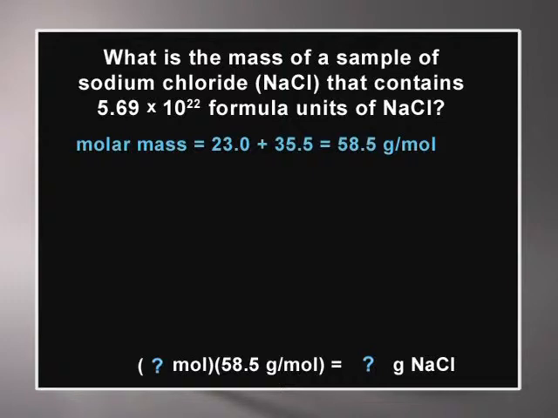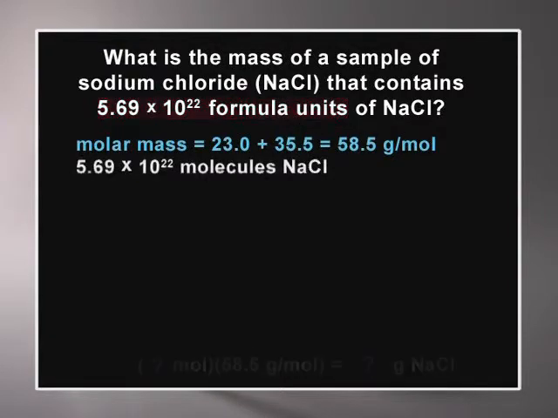But they didn't give me the number of moles. Instead, they gave me the number of formula units, which I'm calling molecules. But I really need the number of moles. Is there any way I can take the number of molecules they gave me, 5.69 times 10 to the 22nd molecules, and change that into moles?